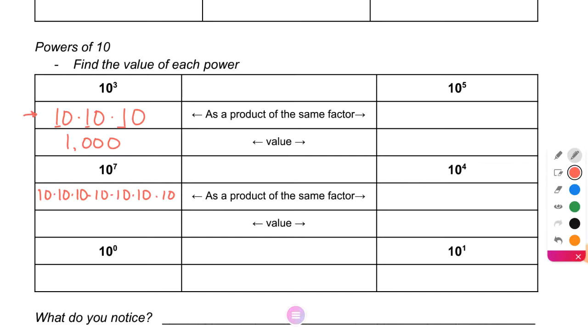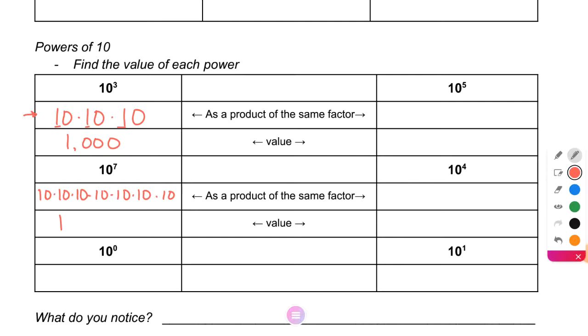Next one, notice it's not asking me to write it as a product of the same factor. This one I want you to write value on this line. Somehow that got chopped off. Does yours say value on that line or is it blank? Okay, so write value on that bottom center row of your table. Right there.